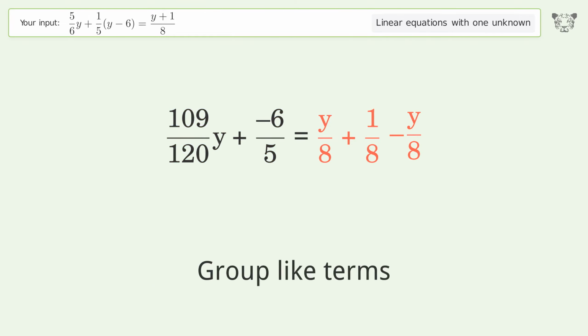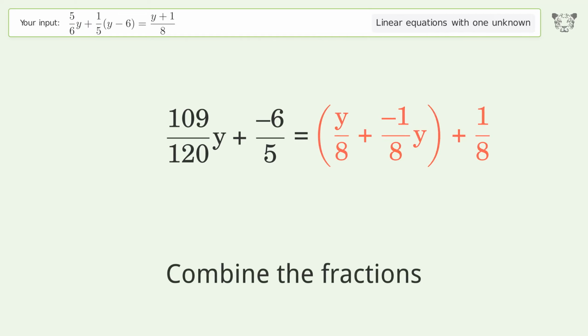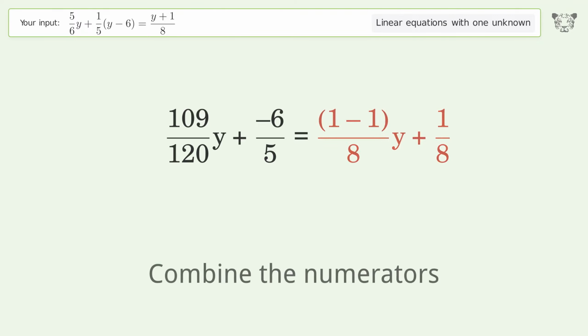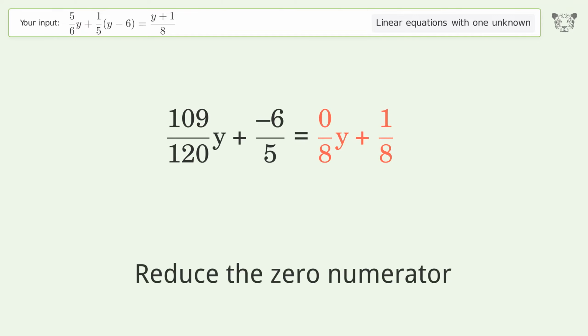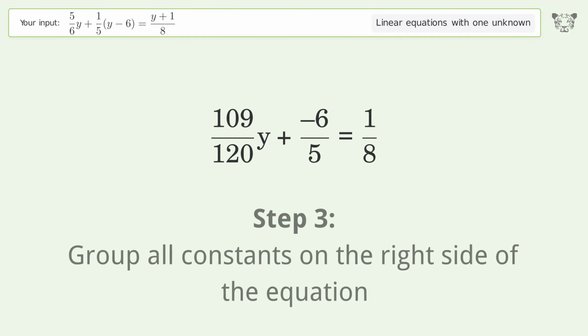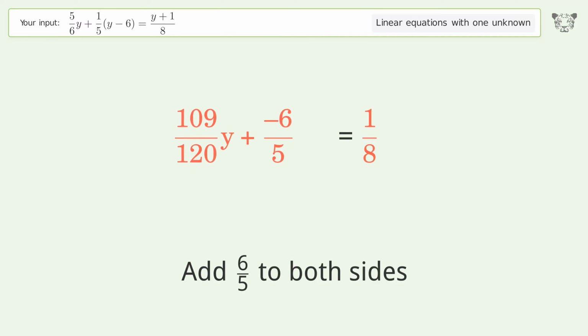Group like terms. Combine the fractions. Combine the numerators. Reduce the zero numerator. Simplify the arithmetic. Group all constants on the right side of the equation. Add 6 over 5 to both sides.